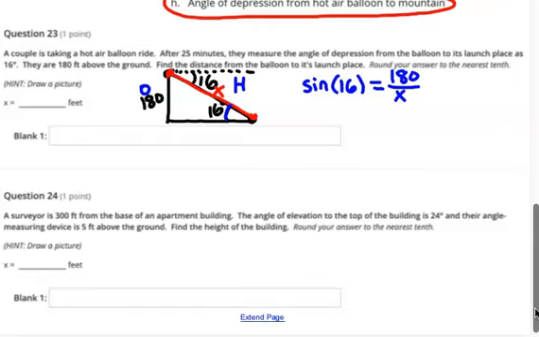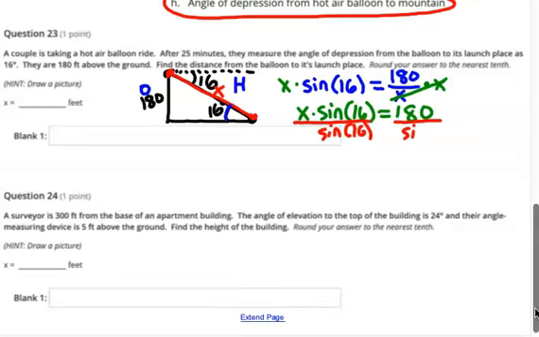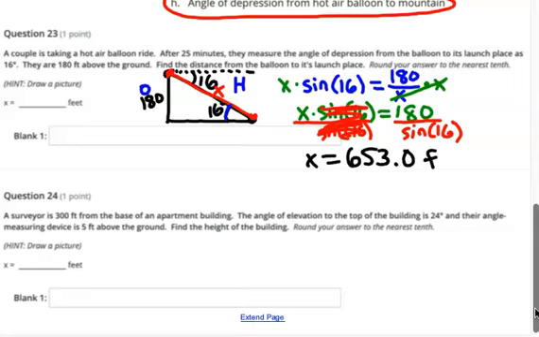This is the first time on this video we've had the x on the bottom. So when that happens, it's a couple of steps. First step, multiply both sides by x. That cancels these out. Then what we have is x sine of 16 equal to 180, and I need to divide both sides by sine of 16, and that cancels out these sines of 16. So we're at our calculator step. What we need to type in is 180 divided by the sine of 16, and that's 653. We want nearest tenth. That's going to be 0.0 feet.